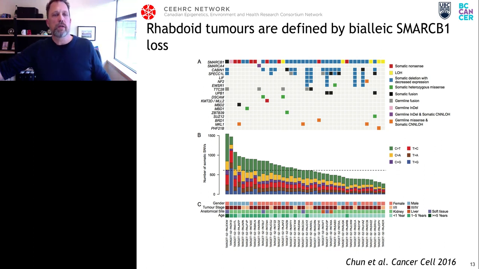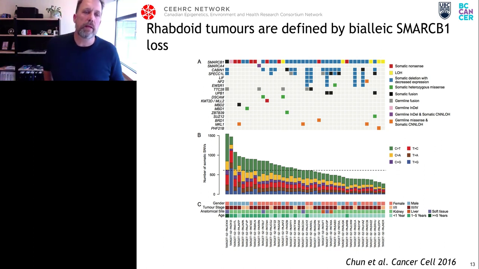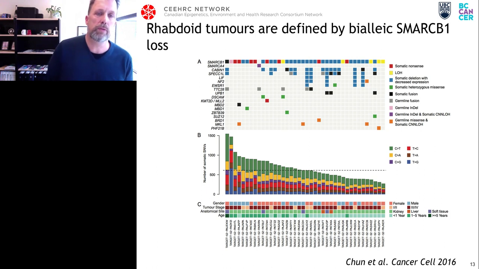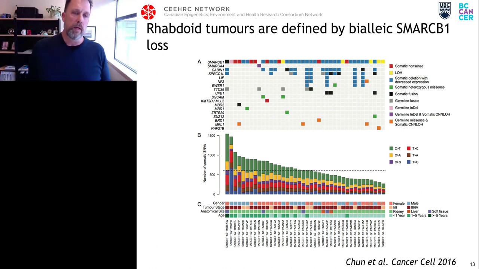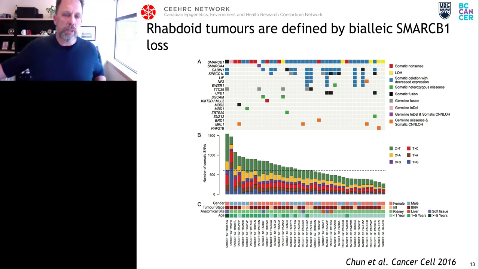And what you can see on the top row is that the only commonality here, again, is loss of SMARCB1, with the sole exception of one tumor that actually has a loss of SMARCA4, which is another member of the same complex, in this case, the SWI/SNF complex. This is a very aggressive tumor. It happens early in life, usually before 1 year of age, and is almost universally lethal. So here we have an example of a mutation to an epigenetic modifier that drives a very specific disease in a very specific context.